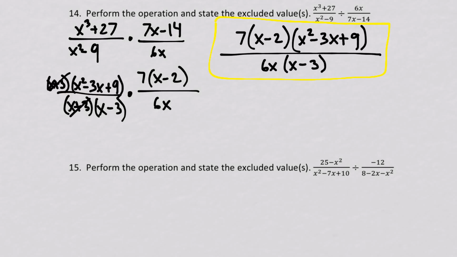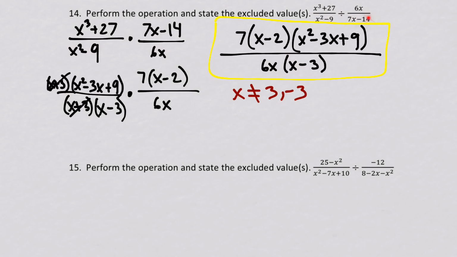So you look at the denominators here in the original, but you also look at the denominators here after you did the reciprocal of the second fraction, right? So my excluded values come from here, which is x squared minus 9. So that's going to be x does not equal positive 3 or negative 3.